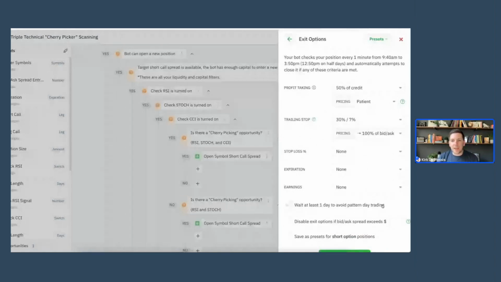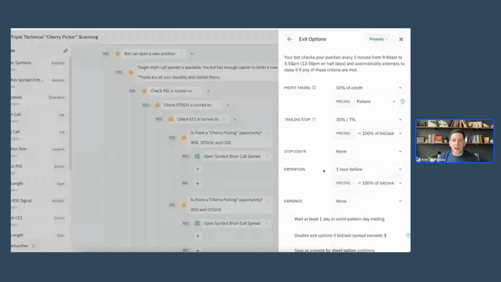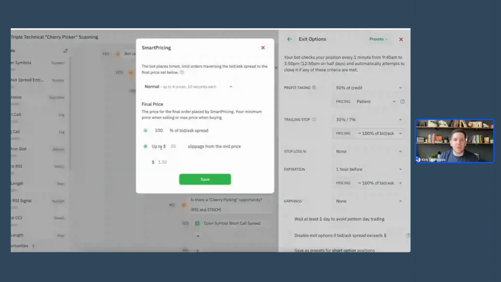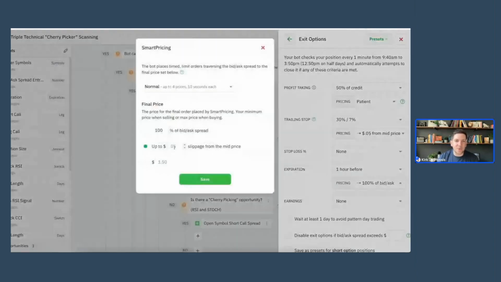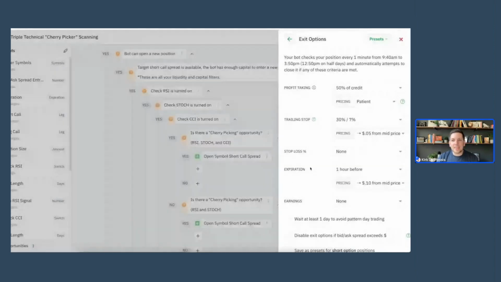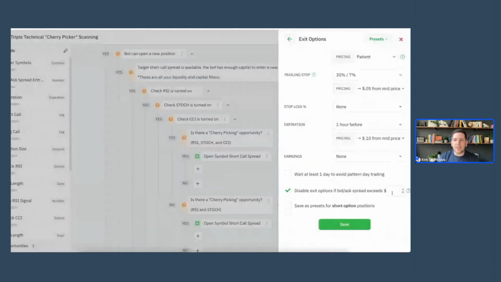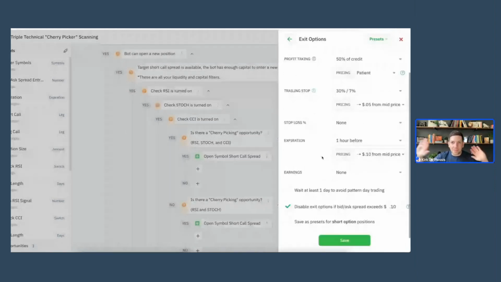And then I'll go ahead and set my expiration one. I'll say close it an hour before expiration. Oh, and if it hits a trailing stop, you can go up to 5 cents of the mid price. And if it hits the expiration, I want to give it a little bit more room to go because it's expiration. So I'll let it go 10 cents from the mid price at expiration and disable exit options if it ever goes wider than 10 cents for tracking. Okay, great. That's all my exit options. I basically have controlled profit taking, trailing stops, expiration. I really have managed the entire position here, done. I've avoided any anomalies in pricing with the bid-ask spread guard.